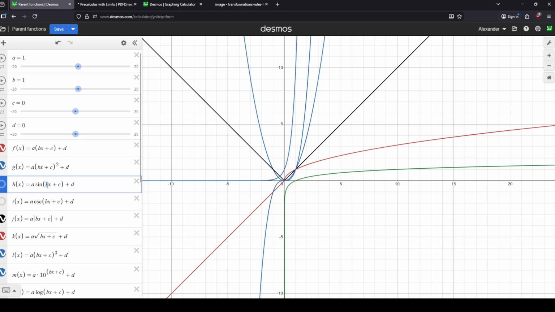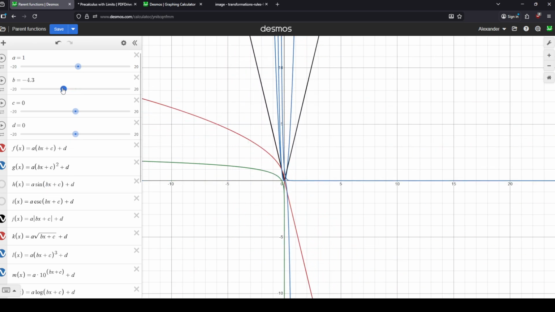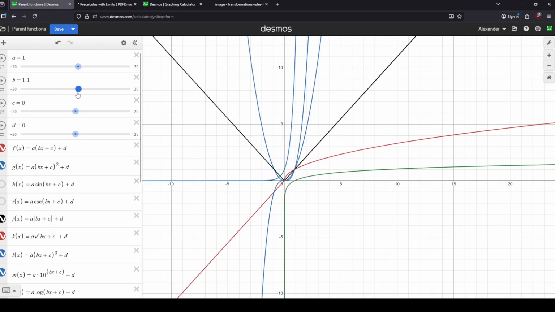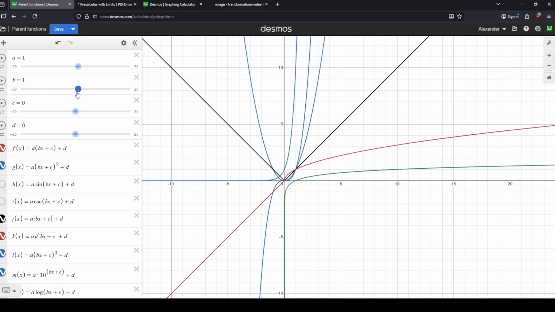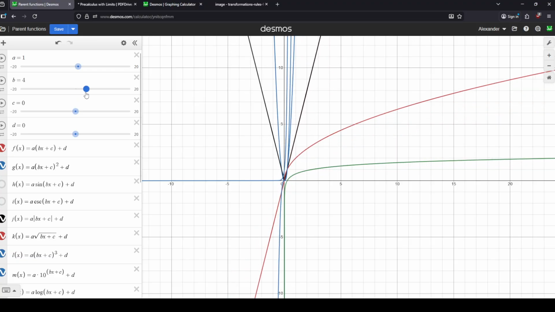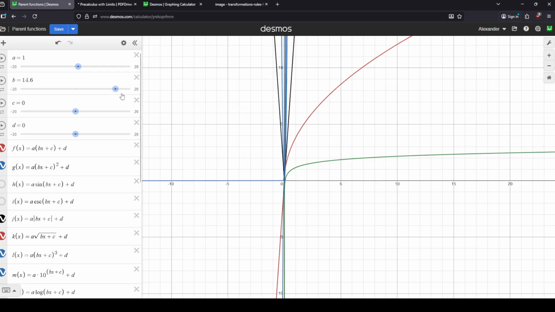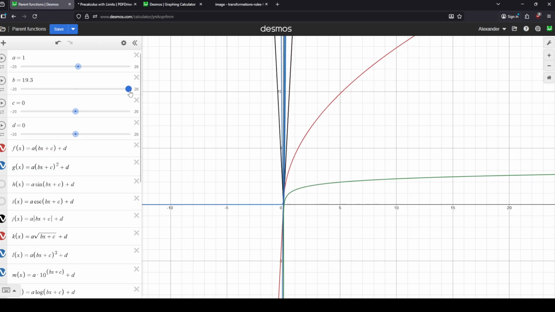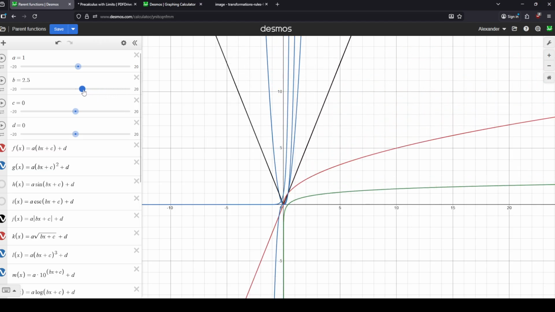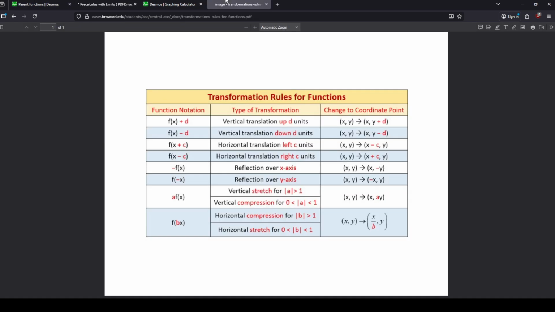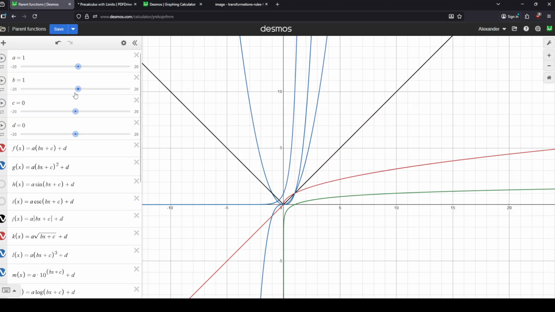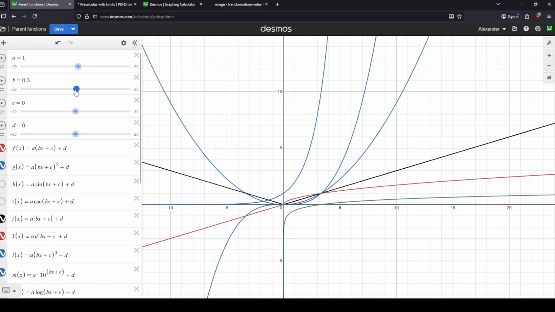So B is this value inside the parentheses. If I change the B value, or actually, let's just make it positive for now. We'll stay positive. So if I increase B, what's happening to all these functions is a horizontal compression. It's almost like someone's taking invisible hands and smushing all of these functions from the left and right towards the y-axis. If we look at what happens when B is less than 1, but greater than 0, what we're going to end up with is a horizontal stretch, almost like those hands are now pulling the functions away from the y-axis.